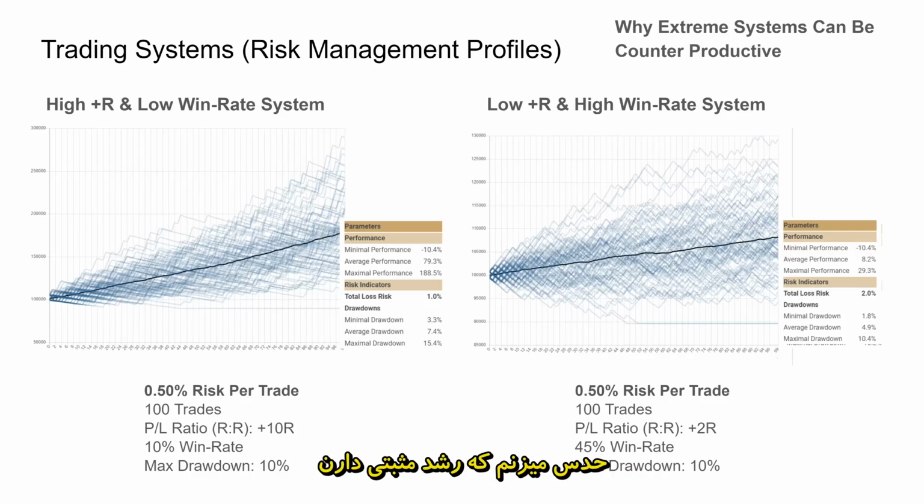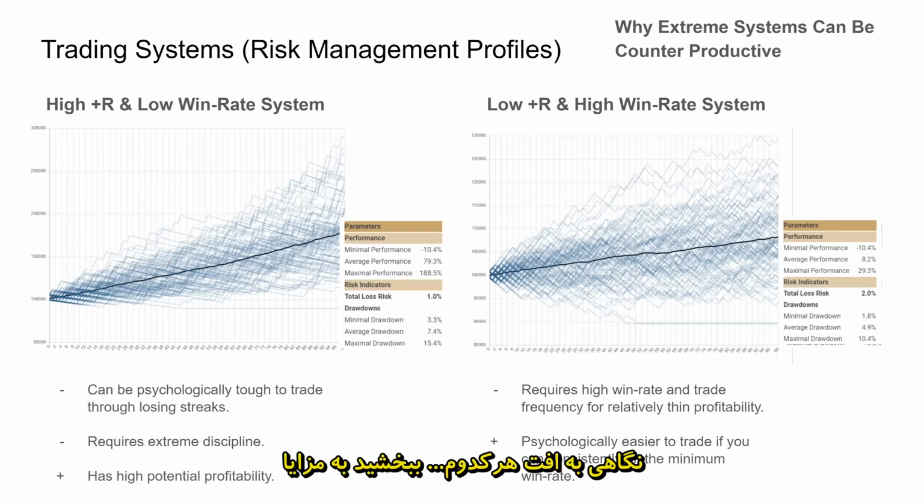I'm assuming they are, but here's the thing: if they're playing around with their risk, maybe they're risking 0.01% on these huge 500R trades, and then losing a bunch of times with 0.5% risk. What do you think their equity curve is going to look like? It's not going to be pretty, right? So let's quickly look at the drawdowns, or the pros and cons of each.